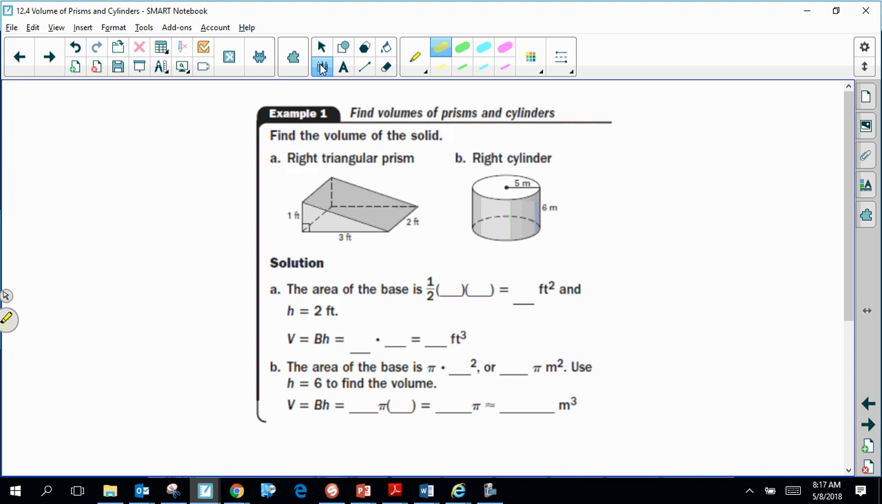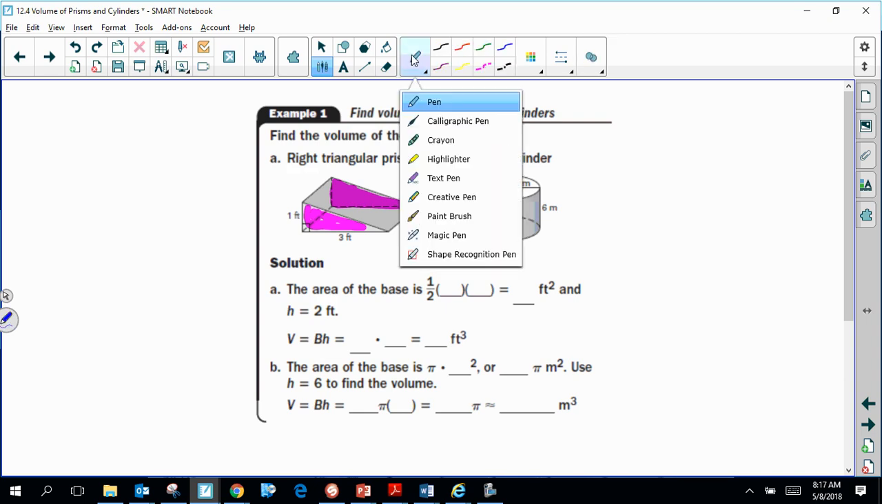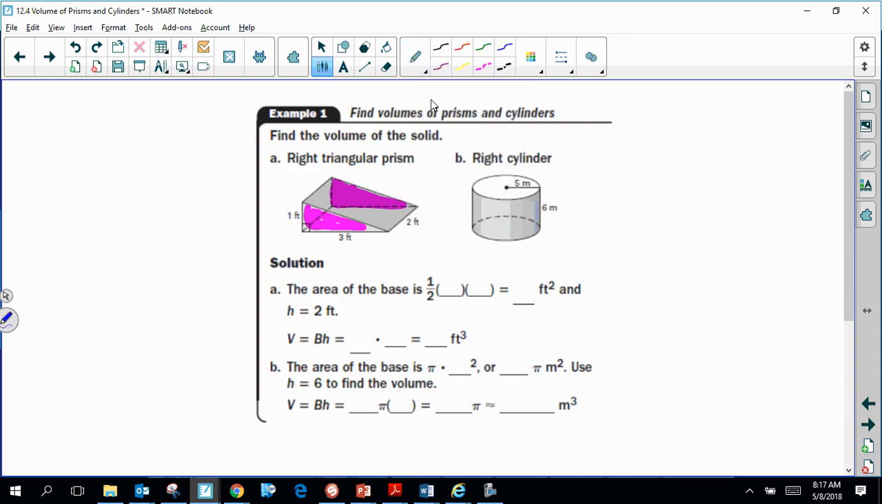So here, the area of the base is this triangle here and this triangle here. Those are the bases that we're looking at. So the way that I would set this problem up here is the area of the base times the height.